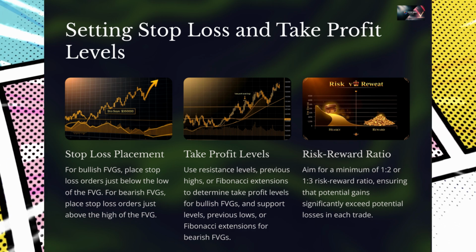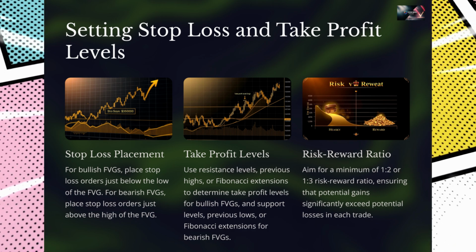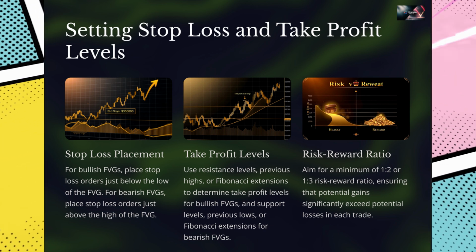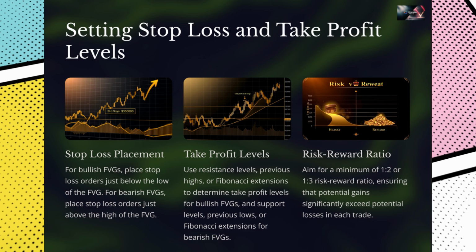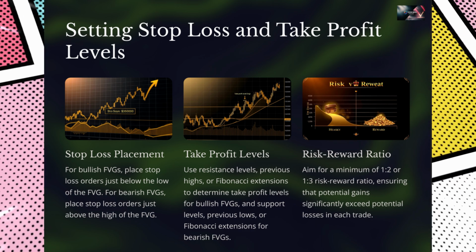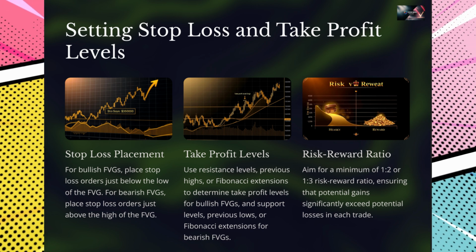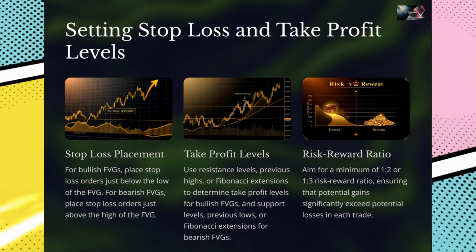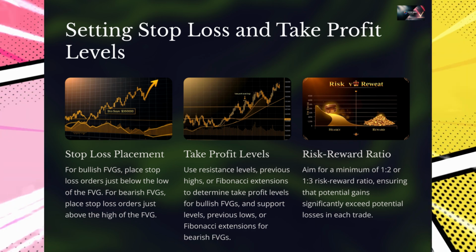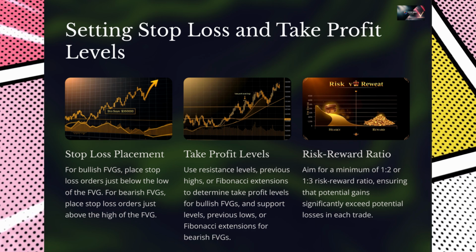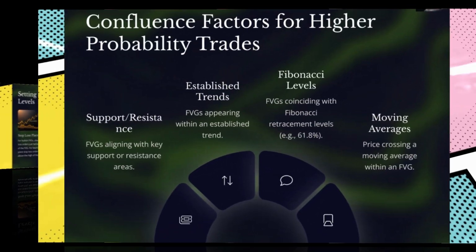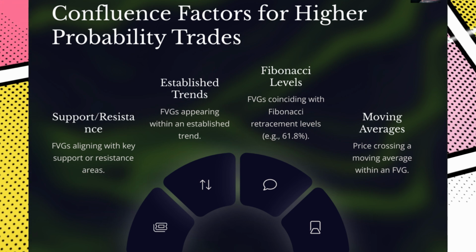For bearish FVGs, place stop loss orders just above the high of the FVG. Take profit levels: use resistance levels, previous highs or Fibonacci extensions to determine take profit levels for bullish FVGs, and support levels, previous lows or Fibonacci extensions for bearish FVGs. Risk-reward ratio: aim for a minimum of 1:2 or 1:3, ensuring that potential gains significantly exceed potential losses in each trade.